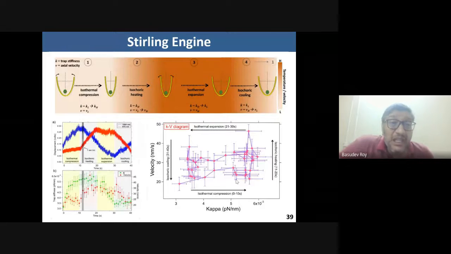So what do I have in the Stirling engine? There are 4 legs. There's an isothermal compression leg. There's an isochoric heating leg. There's an isothermal expansion leg, and an isochoric cooling leg.